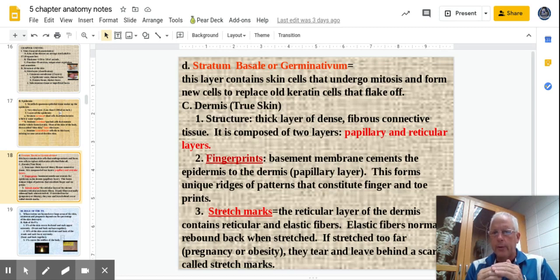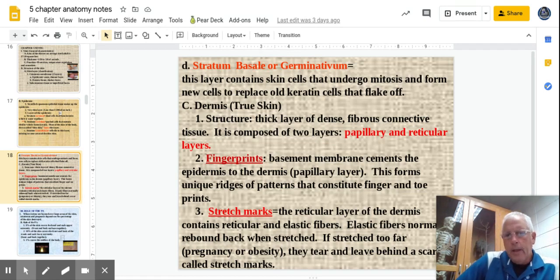We talked about tight joints and desmosomes earlier in notes, okay? Where we glue these together, that forms a ridge, and that's what makes your fingerprints. So the papillary layer of the dermis on the bottom and the epithelial epidermis on top, where that glues together, that forms a ridge, and that's where you get your fingerprints, okay?